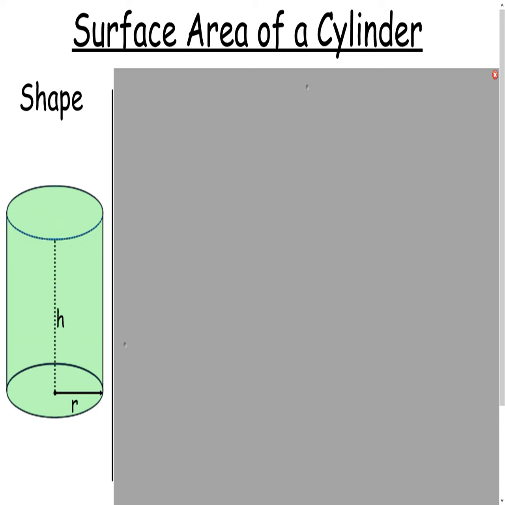This is a video to talk about how to find the surface area of a cylinder. And here's our cylinder, and it's got a height of h and a radius of r. And just remember that sometimes you get the diameter, and if you have the diameter, you have to divide it by 2 to get the radius.